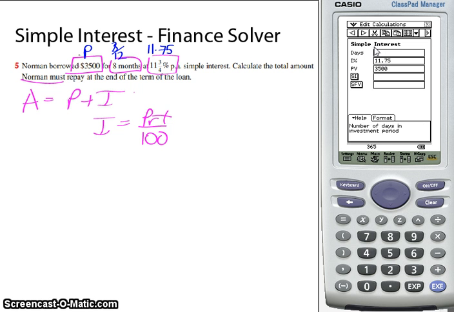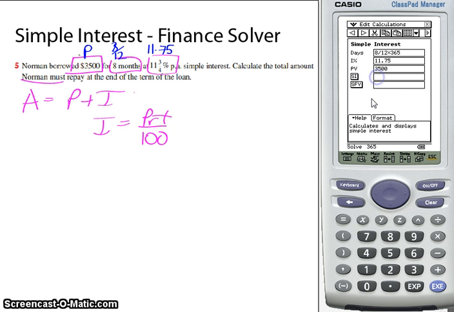Number of days, this particular finance solver operates on days. At the moment we've got 8/12 of a year, but if we know the fraction of a year, we can times that by 365 days, and it'll do that calculation in there for us. Anything with the dark box around it is something that you can click on and it will calculate for you.